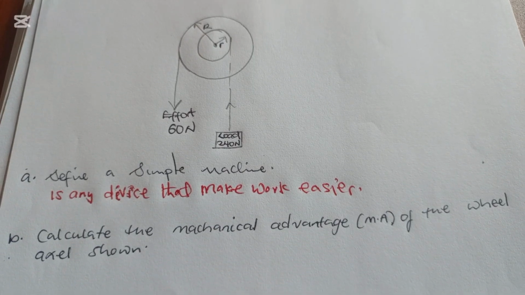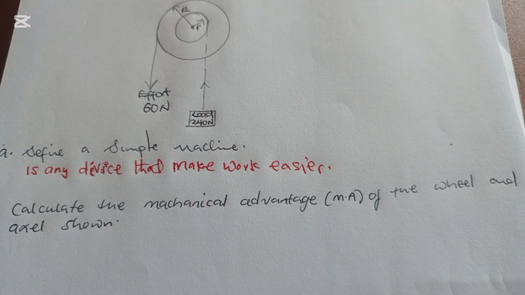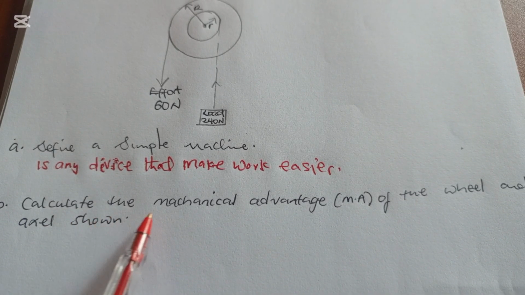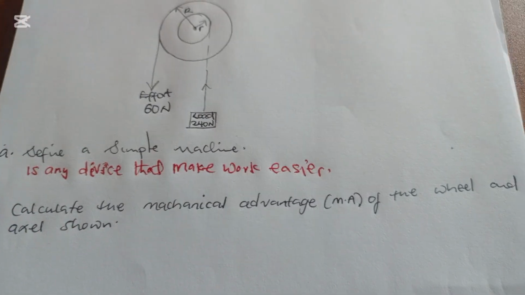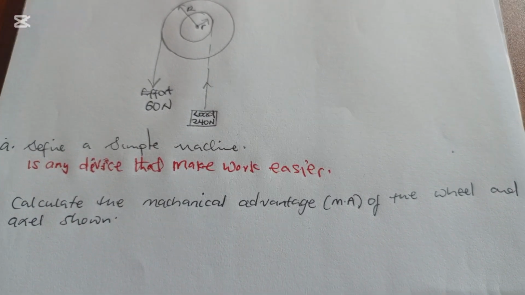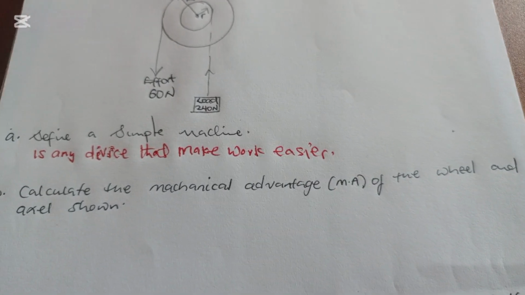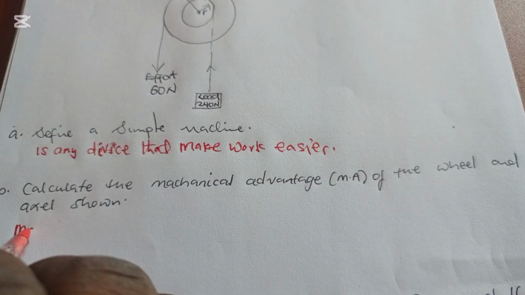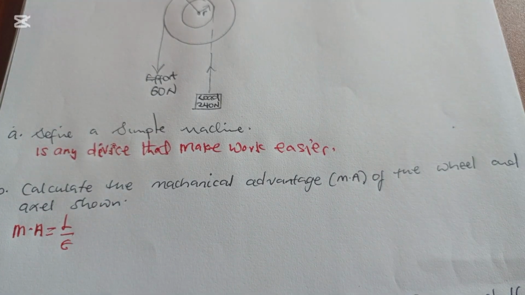Okay, then I'll go to question B. Question B reads, calculate the mechanical advantage of the wheel and the axle shown. So they wanted to find the mechanical advantage. So how do you find the mechanical advantage? We need to know that mechanical advantage is equal to load over effort. So this is the formula for mechanical advantage.